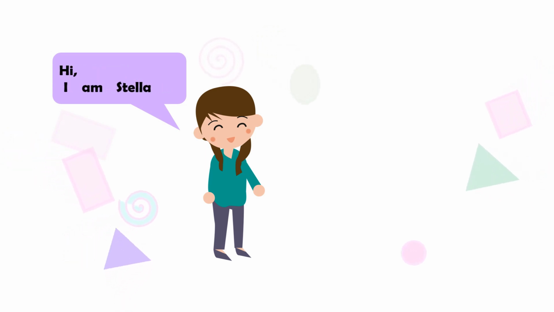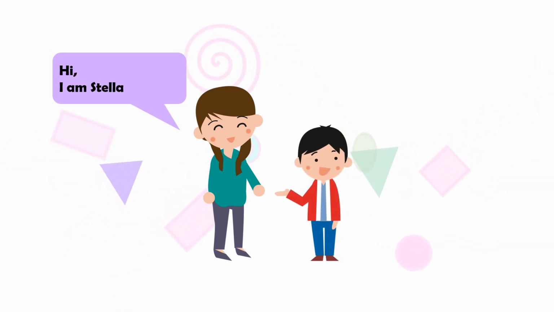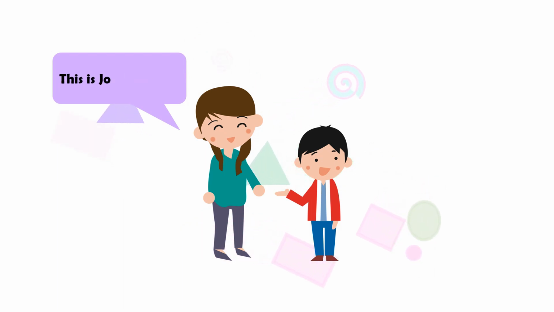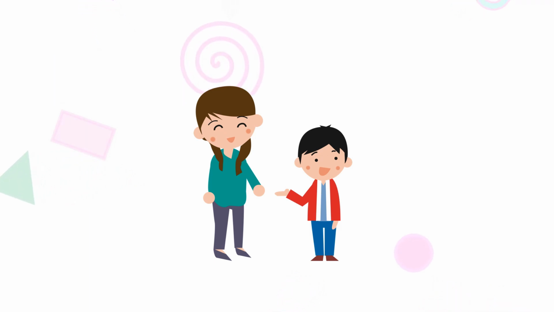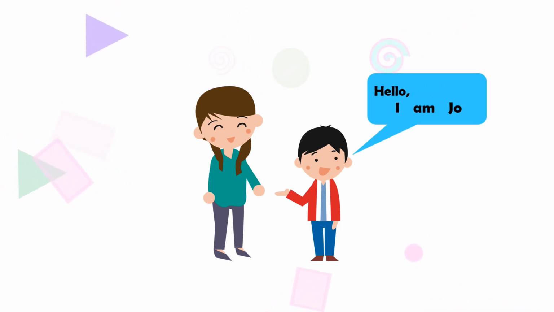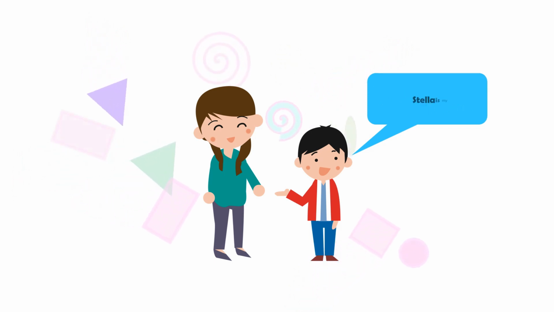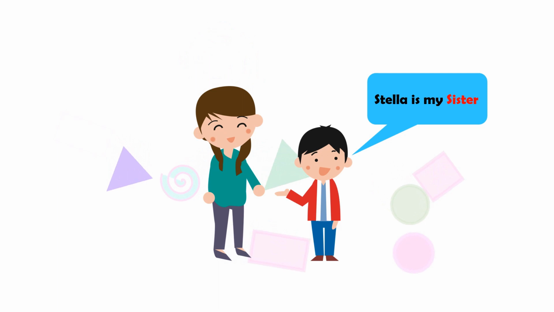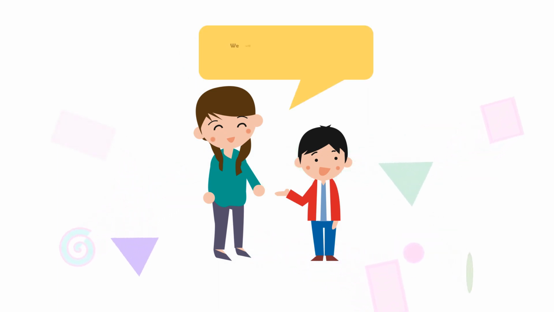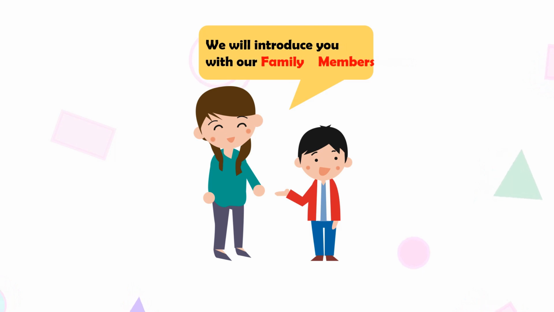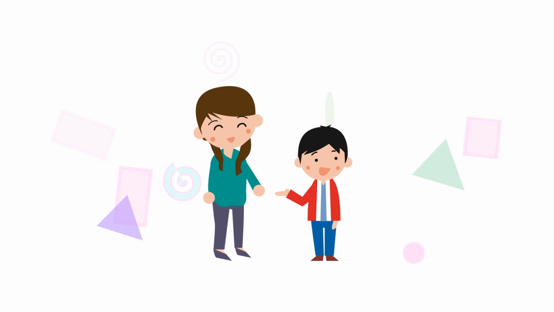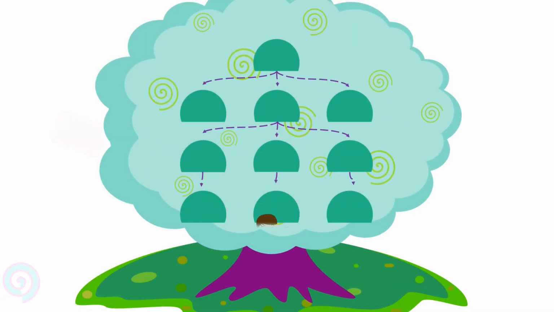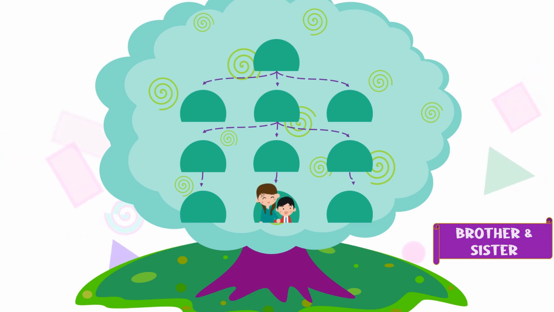Hi, I'm Stella. This is Jo. He is my brother. Hello, I am Jo. Stella is my sister. We will introduce you to our family members. So let's begin. They are us, brother and sister.